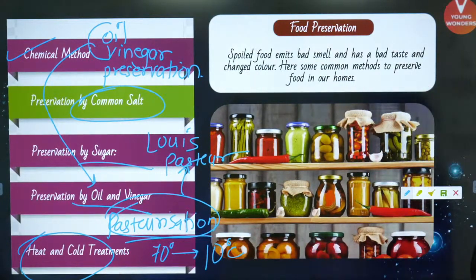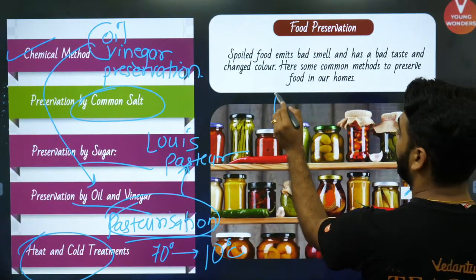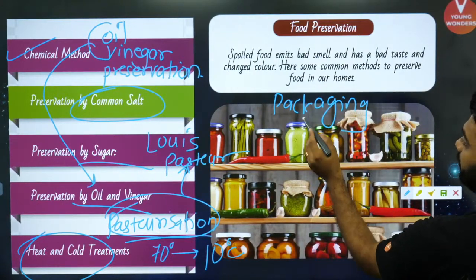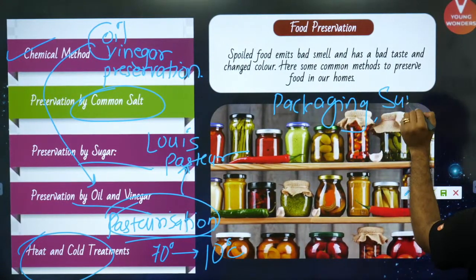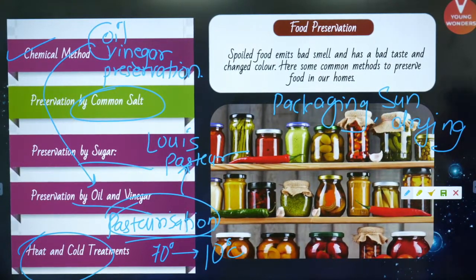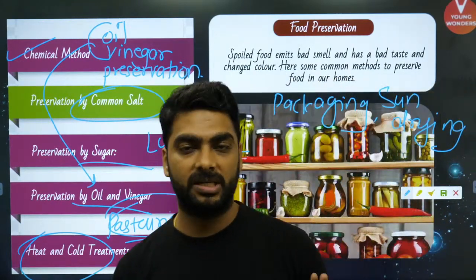Another technique in which you can preserve food is by packaging and storage. Another method is sun drying. Sun drying is a method in which you can preserve food. Remove the moisture from the food and the food remains preserved.